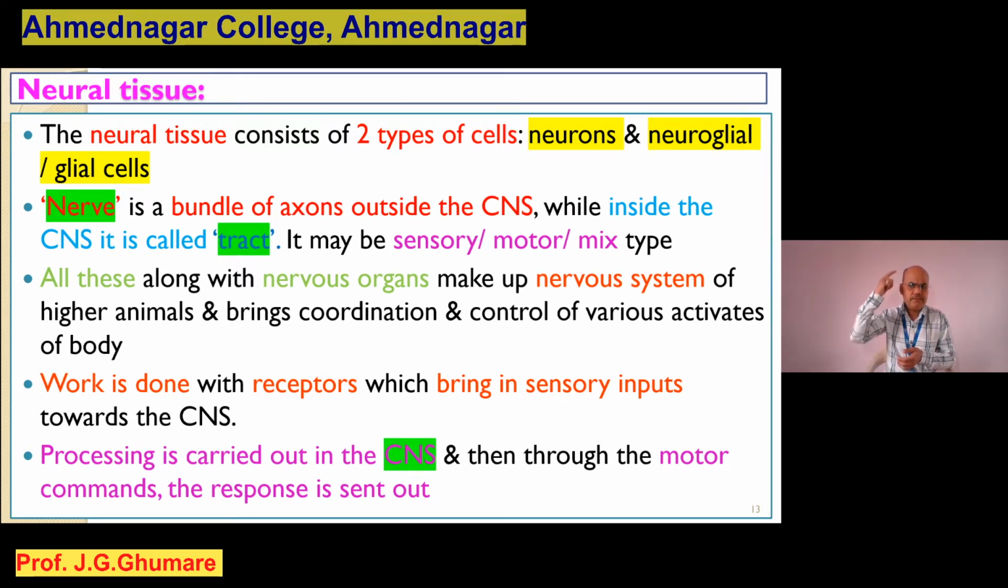When we say central nervous system, it is either the brain or spinal cord, and then the command will be given with the help of motor neuron to the respective organ. Response will be shown by the effector organ. We are going to study in detail. So remember, neural tissue or nervous tissue basically consists of two types of cell, neurons and neuroglial cell. One by one we want to study these cells.